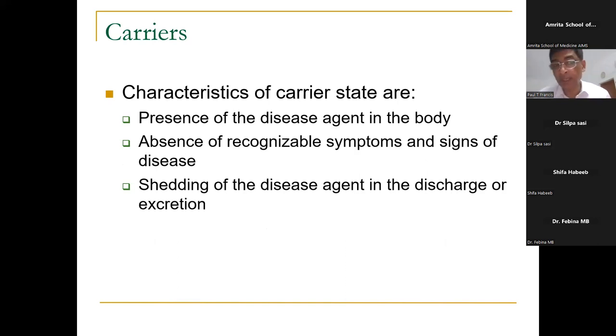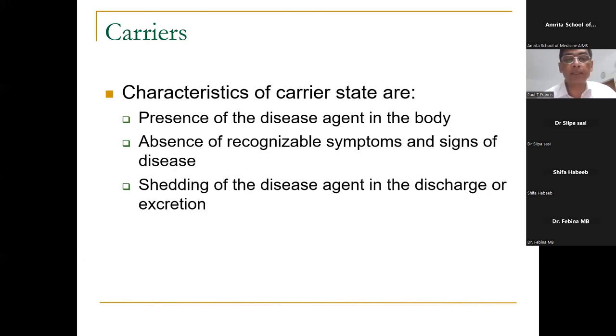The characteristics of the carrier state are these; only then will you call them a carrier. Presence of the disease agent in the body. Absence of recognizable symptoms or signs of the disease, and the patient sheds the agent through some discharge or excretion, which can infect others. Only if this is there will you call them a carrier. Latent infection is technically not a carrier state because they are not infecting others.